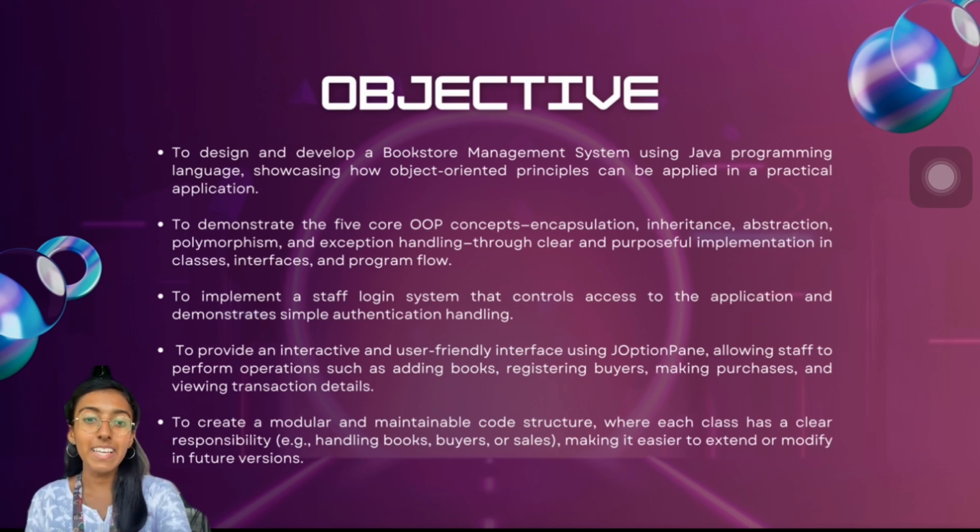To provide an interactive and user-friendly interface using JOptionPane, allowing staff to perform operations such as adding books, registering buyers, making purchases, and viewing transaction details. To create a modular and maintainable code structure where each class has a clear responsibility, for example handling books, buyers, or sales, making it easier to extend or modify in future versions.